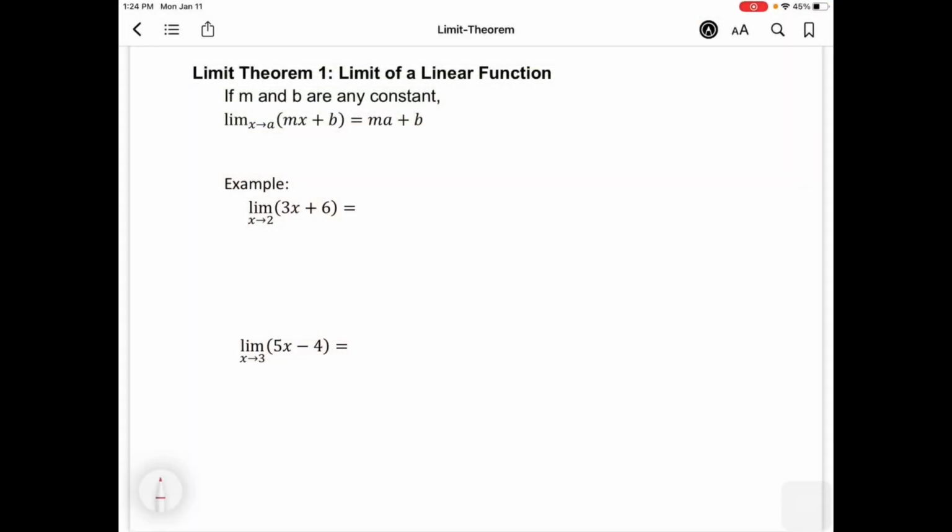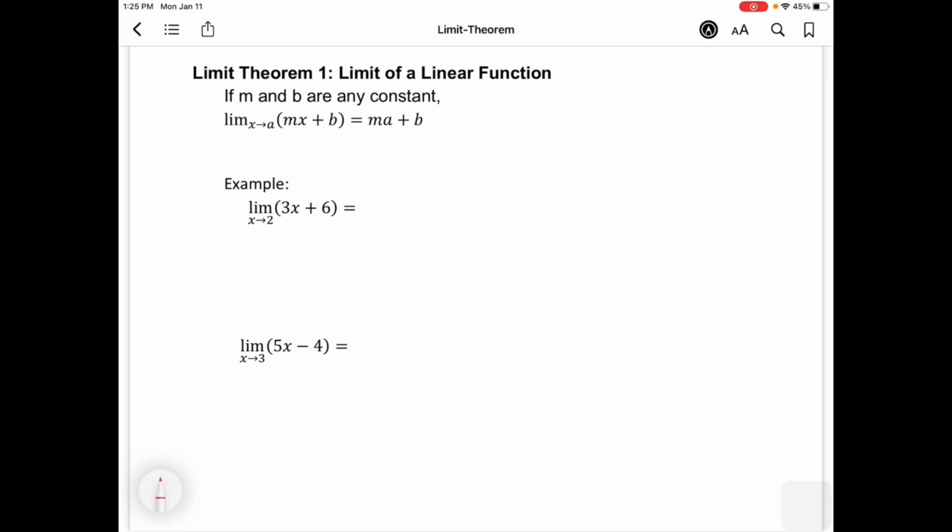Ang una nating limit dito ay tungkol sa limit theorem number 1, which is also known as the limit of a linear function. So kapag sinabi nating limit of a linear function, if m and b are any constants, meron tayo dito the limit of mx plus b as x approaches a is equal to ma plus b. So in short, just substitute to the given.